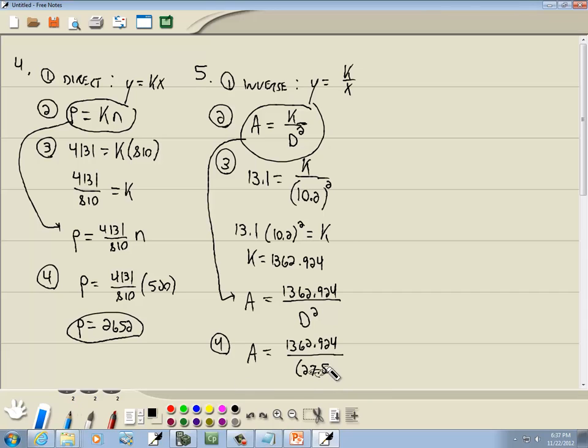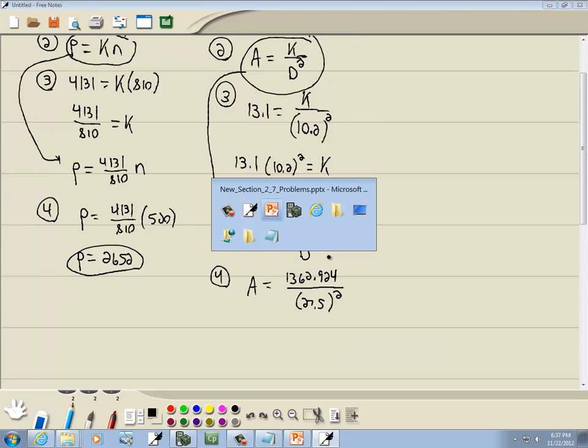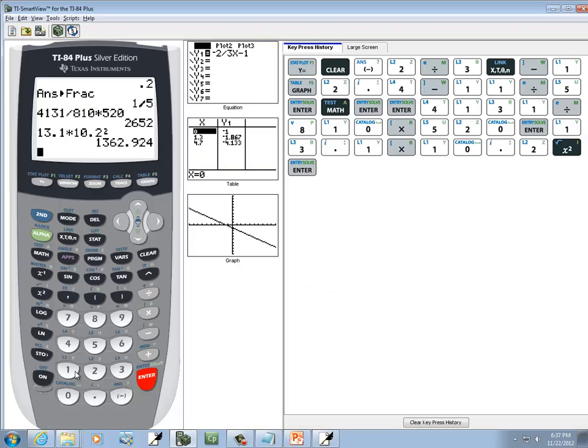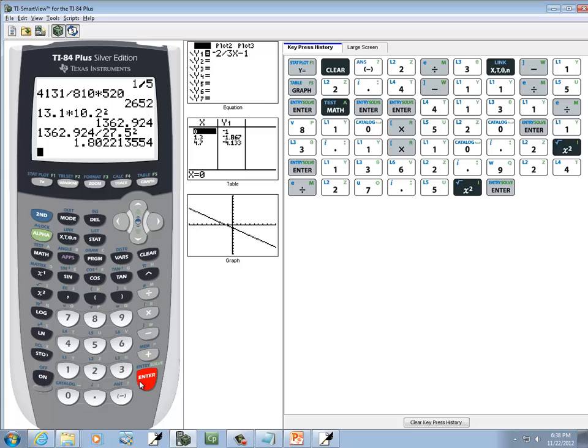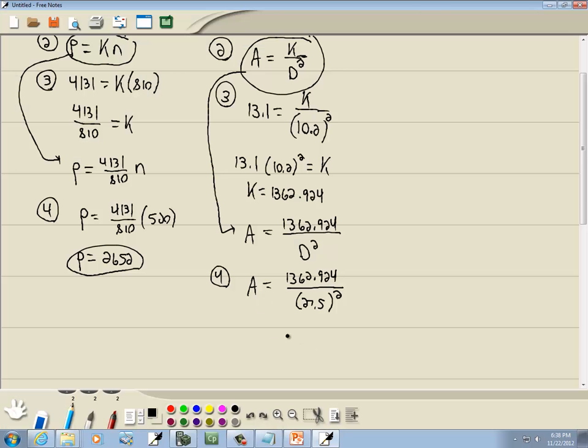Let's try it again. It's kind of sloppy, even for me. So 27.5. Let's see what that gives us. 1362.924 divided by 27.5 squared. Enter. I'll take it to 2 decimal places, I guess. 1.80. So A would be 1.80.